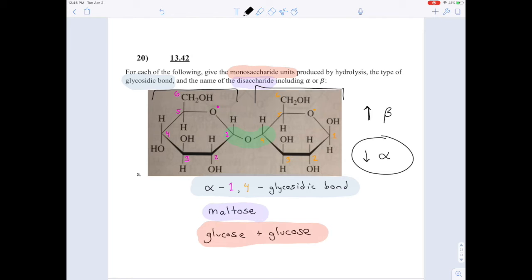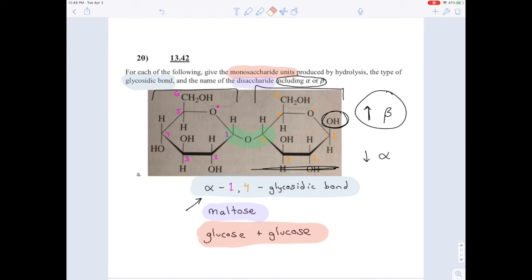Okay, now they did include something else. They said, name the disaccharide including alpha or beta. When we gave this alpha, it was for the glycosidic bond, which was referring to this oxygen. We were looking at it relative to the ring on the left. But the ring on the right also has an oxygen on carbon number 1. Remember, carbon number 1 being right there on that ring. The oxygen here is going up. And so that ring is beta, because that OH is going up.